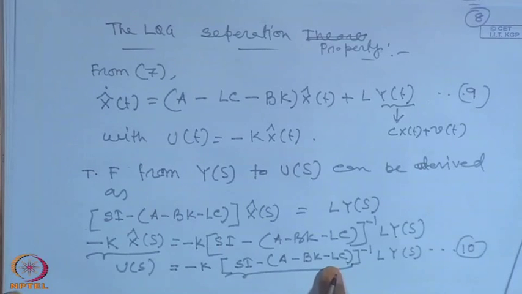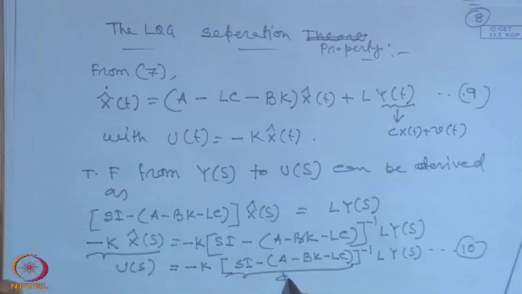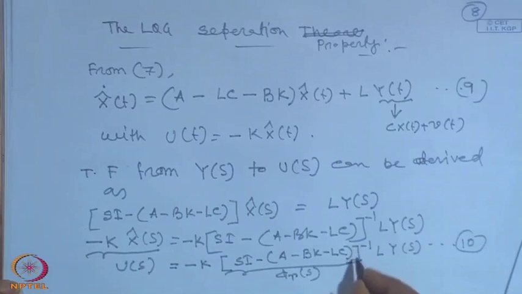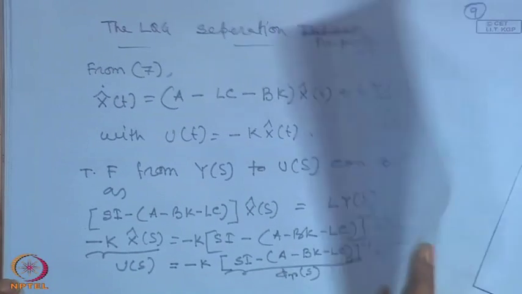When there was no observer, (sI minus (A minus BK)) whole inverse, that we have denoted by phi of s, if you recollect in the LQR design problems. Now, this whole thing I denote by phi r of s, agree? This part, sI minus A minus BK, whole inverse.